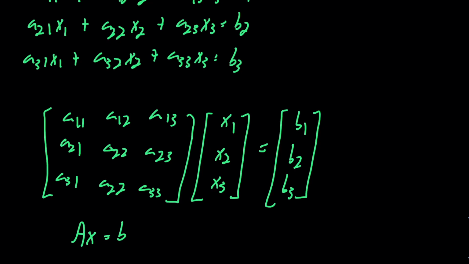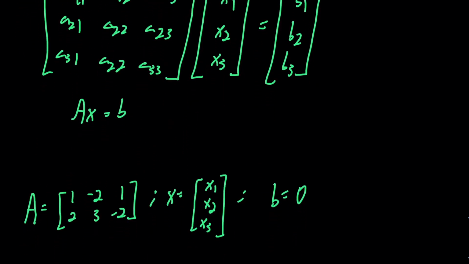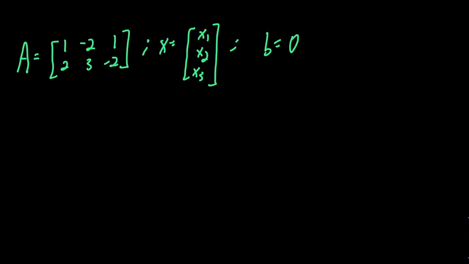Now that I've got you guys a little caught up, let's start with an example where we solve a system of linear equations using what we learned from multiplying matrices. So we have A, X, and B. For B, we know that it's a column vector full of zeros, and so forth.